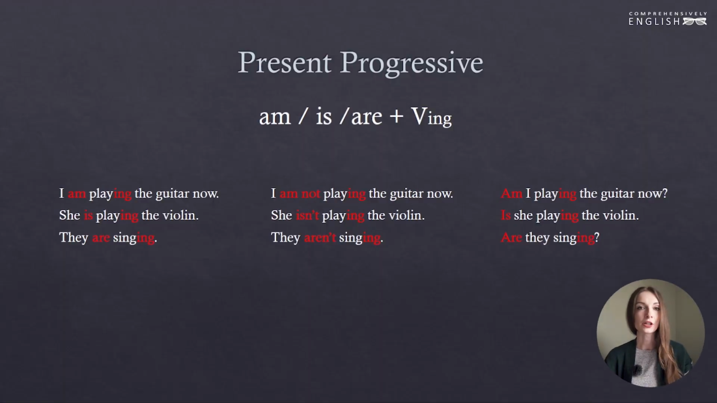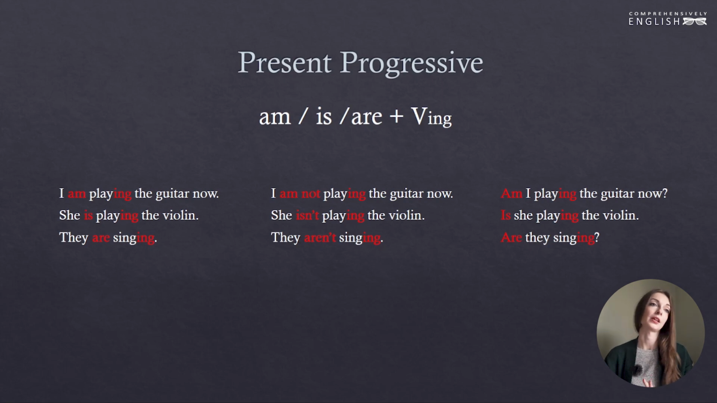Things are much easier here actually because you already know that the verb to be has different forms. It's am, is, are, depending on what person you are talking about. And the present progressive is formed with the help of this to be form and the main verb with the ending ing. Thus you will have I am playing the guitar now. He is playing the violin. They are singing. I'm not playing the guitar now. She isn't playing the violin.